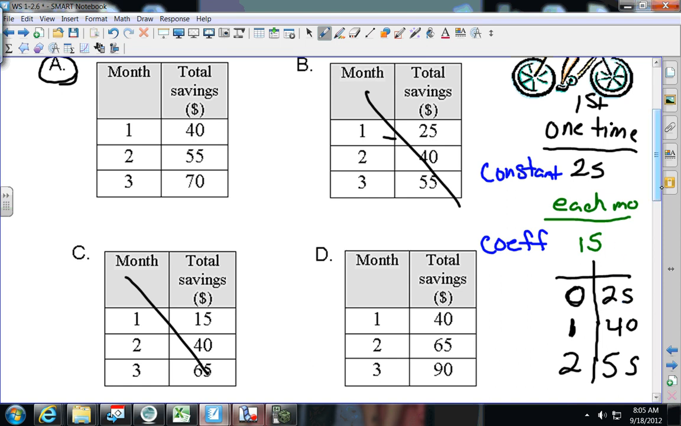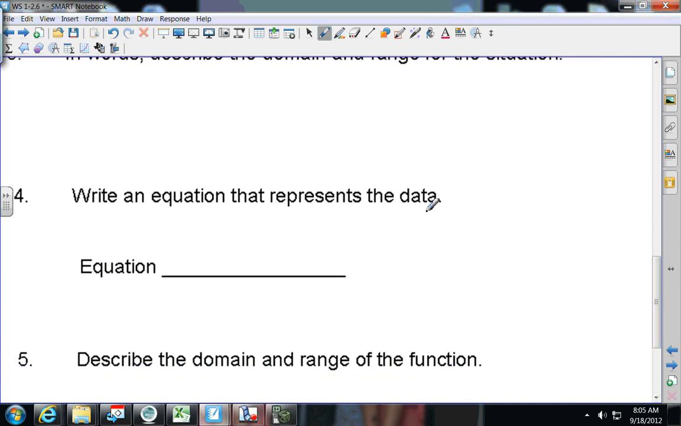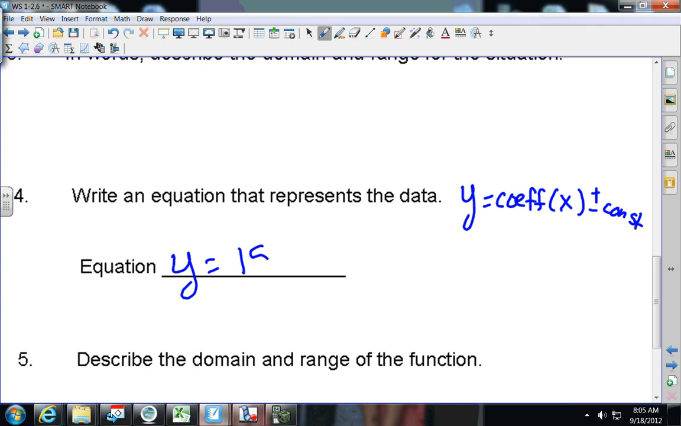So on your paper, if we go down here a second, because we just did the equation portion, I want you to remember that we have y equals the coefficient times x plus or minus your constant. Write this out on your paper too. So my equation is y equals, we found that our 15 was our coefficient, times x plus the constant, which was 25. That was one of the things that people were struggling with on that first test.